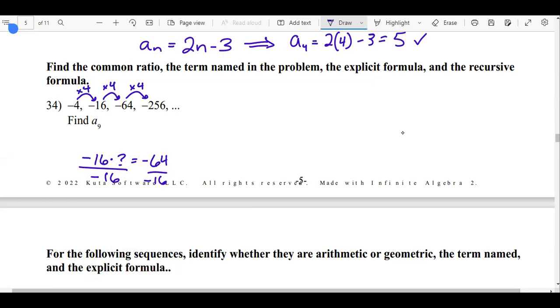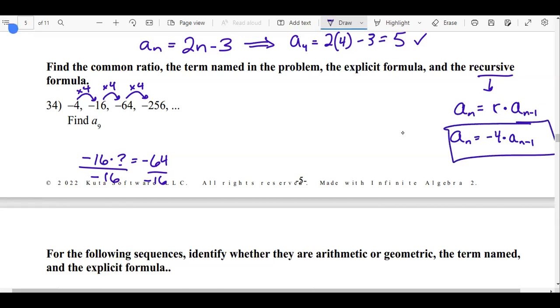So let's define the recursive formula. Recursive just means, how do you define a term by the term in front of it? Any term is just a ratio times the term in front of it. So for this one, any term is 4 times the term that came before it. That's the recursive formula. The explicit formula, much more useful, says that any term is equal to term 0 times the ratio to the n power, the term number.